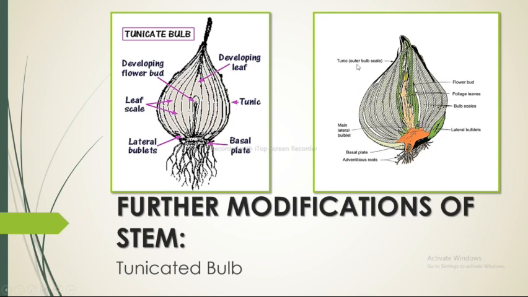In the second figure, you can see that this is tunic or outer bulb scale. This is the main lateral bulblet. This is the basal plate. These are adventitious roots. This is the flower bud and this is the foliage leaves. This is the bulb scales and these are the lateral bulblets as shown in the figure.